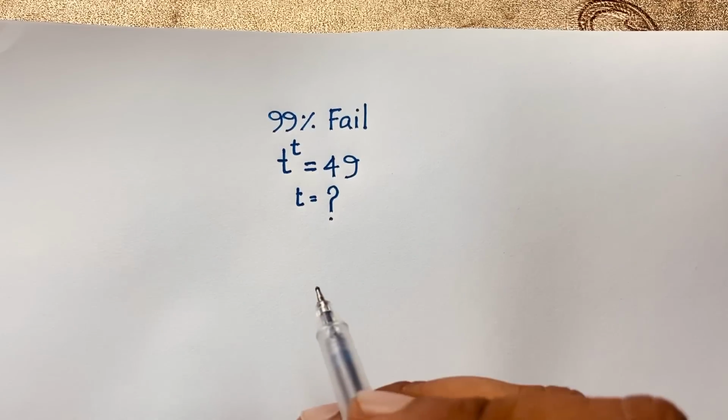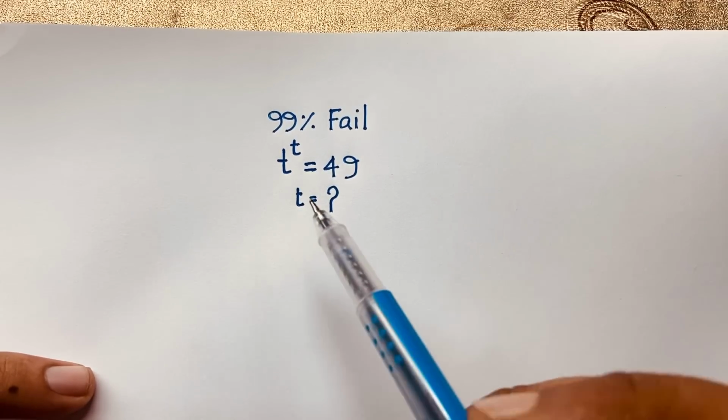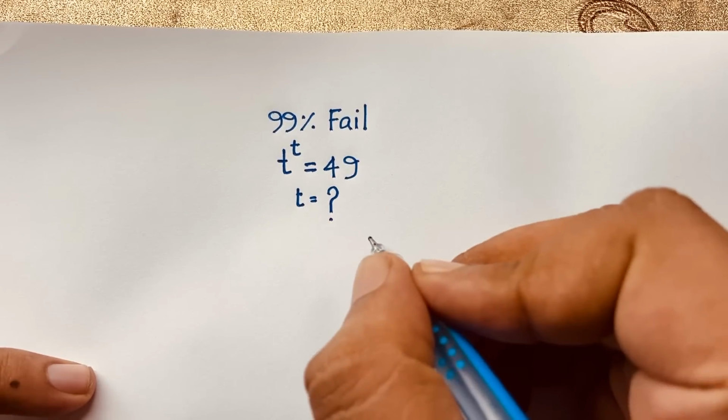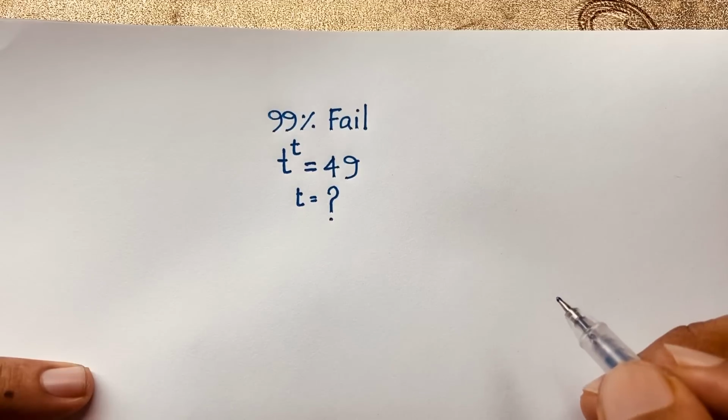Today we'll solve a nice math problem. It is an exponential math problem. t to the power t is equal to 49. t is equal to what? How to solve this interesting math problem?